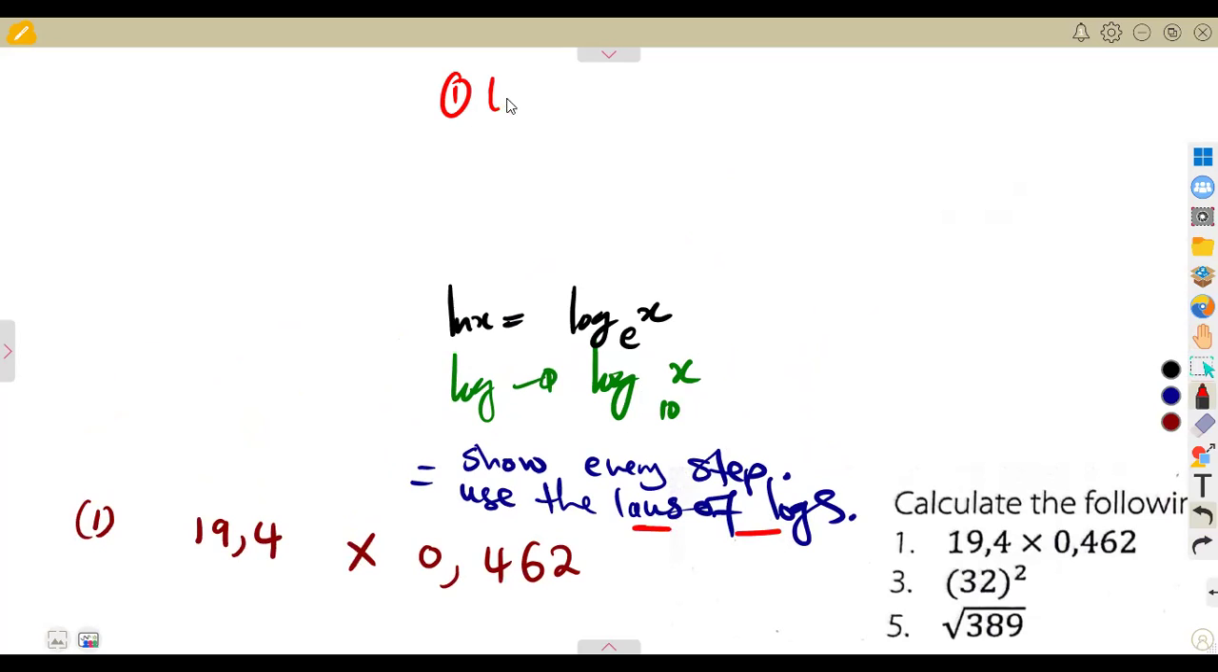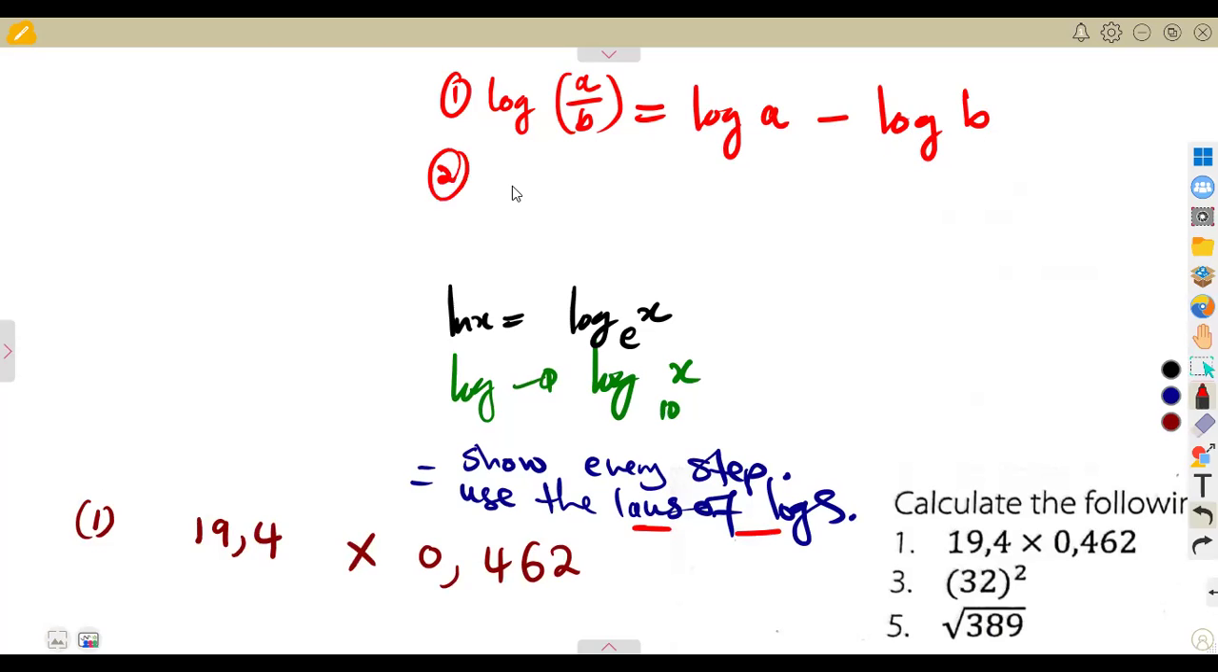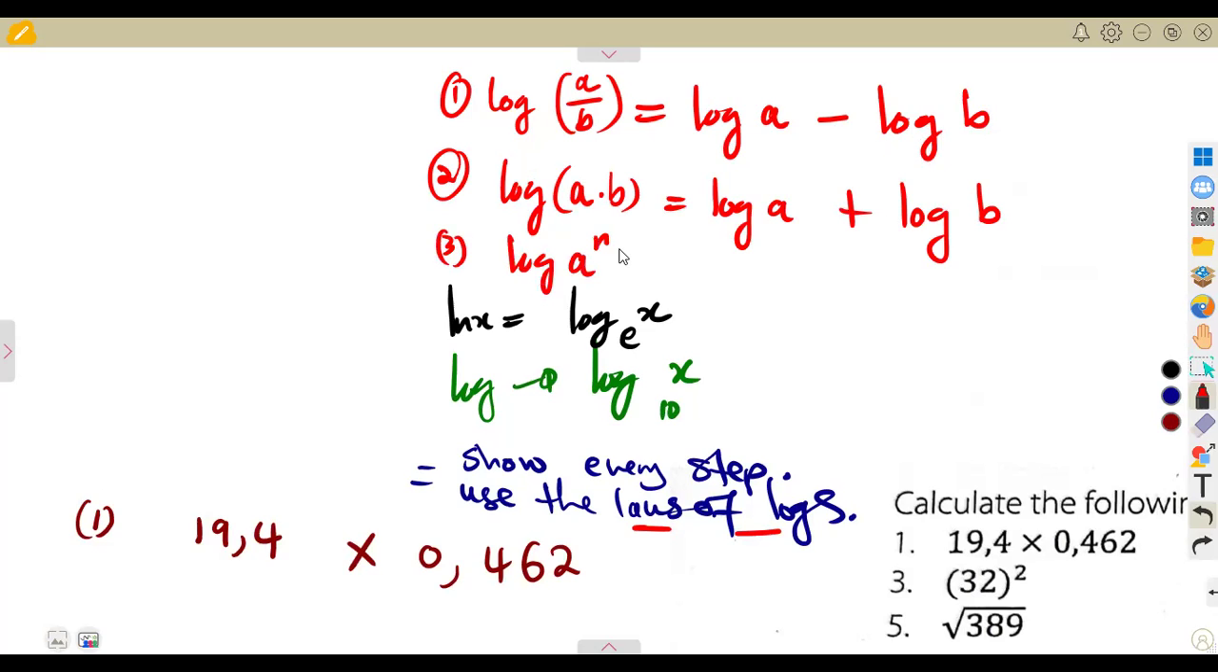And the laws of logarithms state that if there is a division of numbers under a logarithm, it means this was taken from the logarithm of a minus the logarithm of b. You are dividing the numbers, it means you are subtracting the logarithms. If you have a product of two numbers under a single logarithm with the same base, it means you are adding the logarithms. That is log of a plus log of b. The same concept applies if you are given log a to the exponent of n, where n is an exponent. This is going to be n times the logarithm of a.